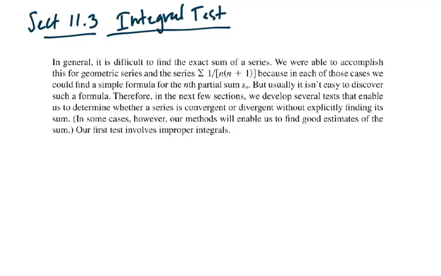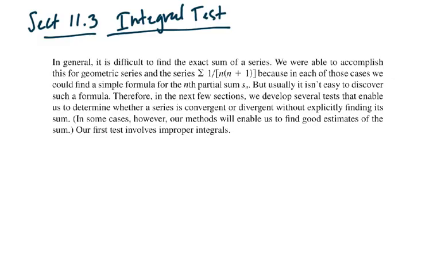Section 11.3 begins with talking about the estimates of sums. Section 11.3 is the integral test, and it says, in general, it's difficult to find the exact sum of a series. You can accomplish this for geometric series and the series the sum of 1 over n times n plus 1, because in each of those cases, we could find a simple formula for the nth partial sum s sub n. Those were easy to do because geometric has a formula and the other sum was telescopic. But usually it isn't easy to discover such a formula.